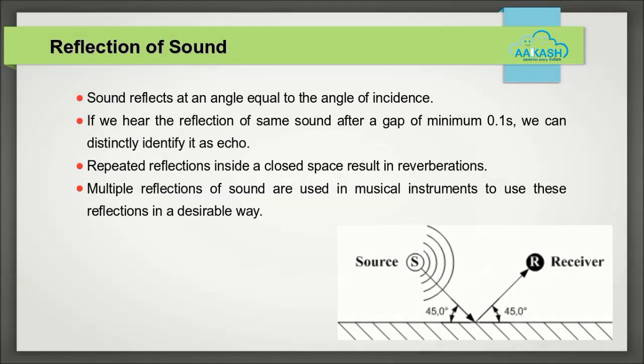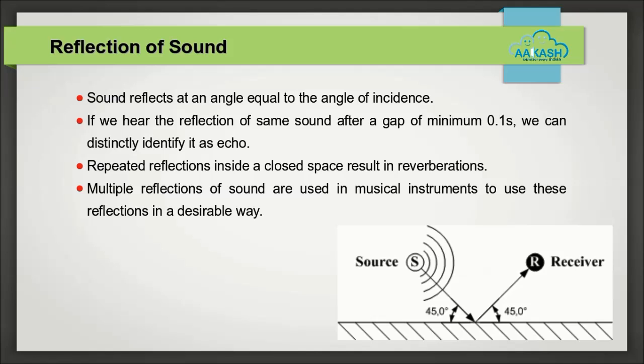Reflection of sound. When sound waves strike a surface, they partly get reflected at an angle equal to the angle of incidence. Human ear cannot clearly differentiate between the two instances of same sound if heard within 0.1 seconds. However, if the reflected sound is heard after a gap of 0.1 second or more, it can be identified as echo. Sometimes, echo is heard only once before it becomes inaudible.